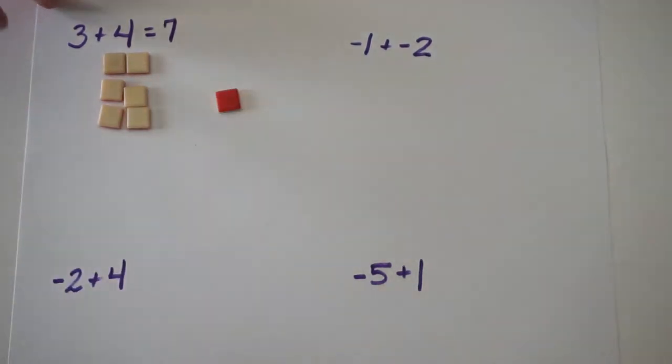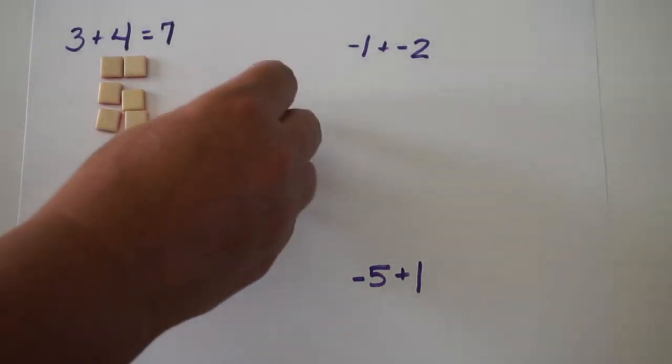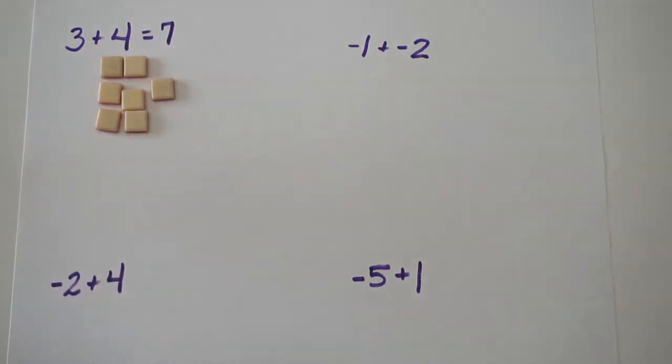One of the reasons that I use these little chips from a set of algebra tiles is that they have one color on one side and one color on the other. So I choose one to be positive and one to be negative. We're going to use red to represent a negative number and white to represent positive 1.